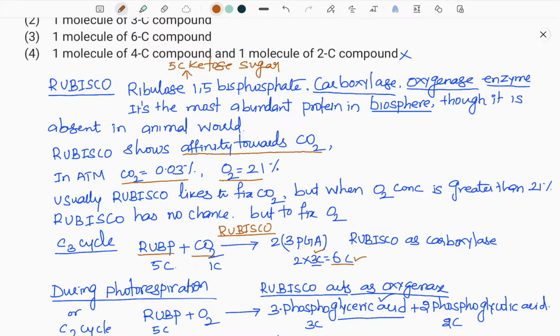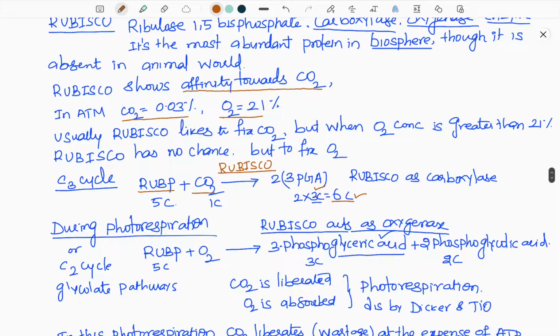Yes, that is our point of discussion today. You see here, RuBP fixing oxygen and giving rise to two molecules: 3-phosphoglyceric acid and 2-phosphoglycolic acid.